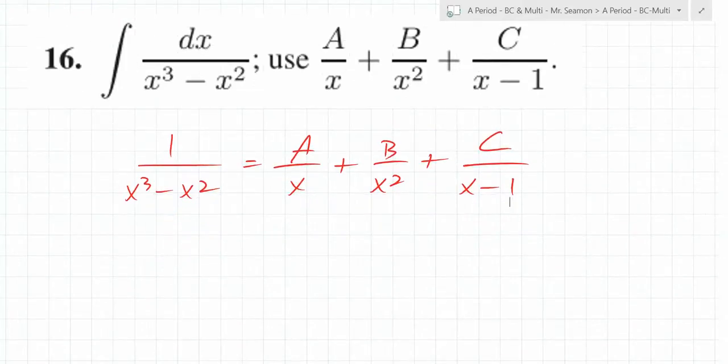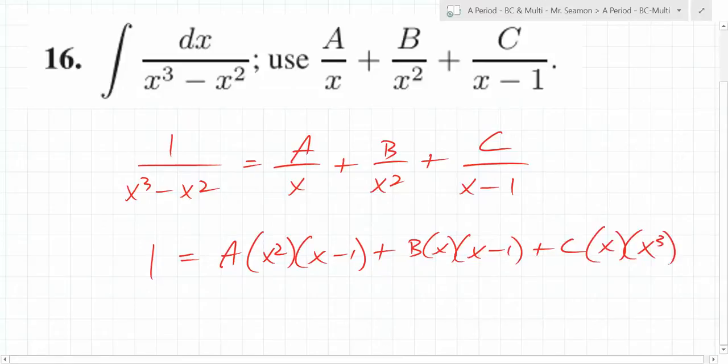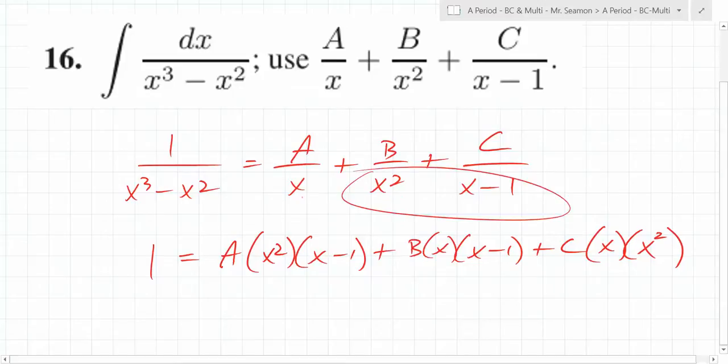Yep. We multiply by the common denominator, and what do we end up with? 1 equals A times x squared times x minus 1 plus B times x minus 1 plus C times x squared. I did the math out of my head and wrote the wrong thing. Should be Ax times x minus 1. No, it's A times these two, right? And then B times x minus 1. I think this is right.